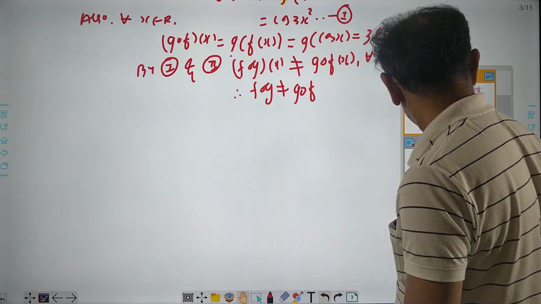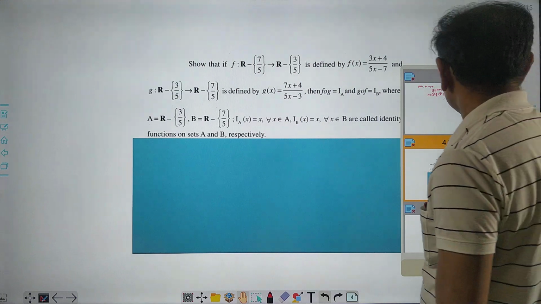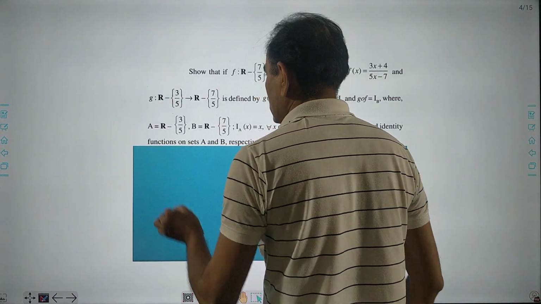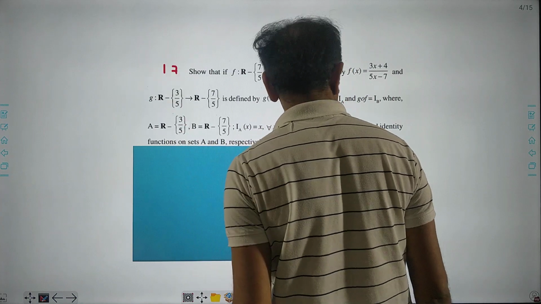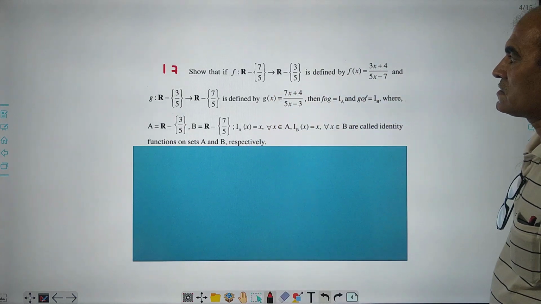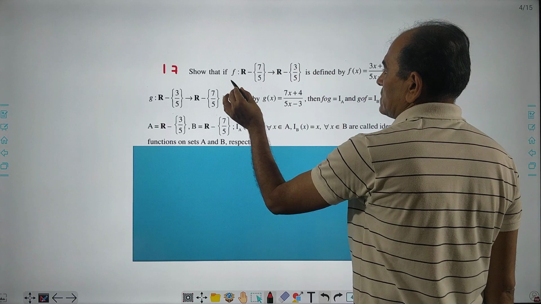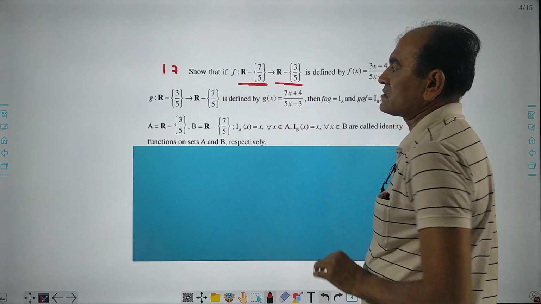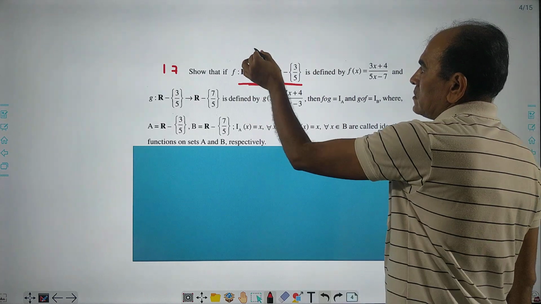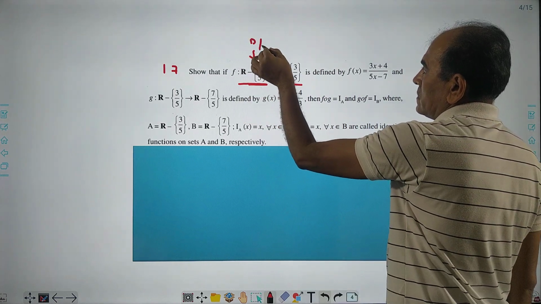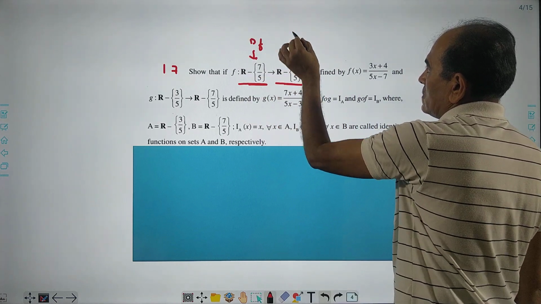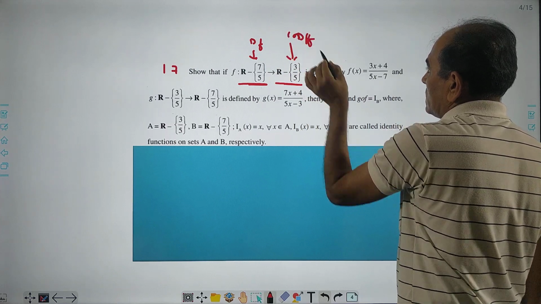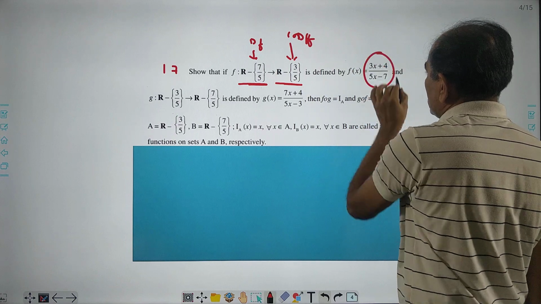Next, that is illustration number 7. Now see, f is given from where to where? From R minus 7 by 5, that is the domain of f, to R minus 3 by 5, and this is the codomain of f, and it is defined in this way.